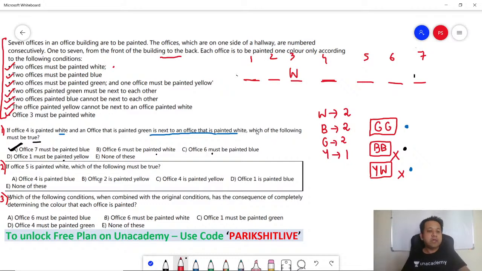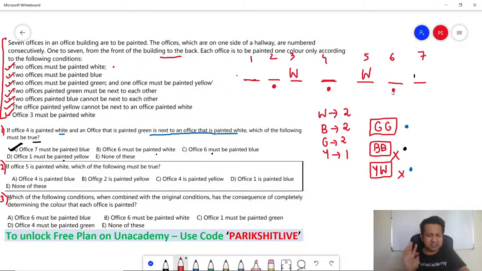Question number 2. If office 5 is painted white, which of the following must be true? Now think about it. First, next to white, yellow cannot be there. Can I say yellow cannot be at position 2? It cannot be next to white. Similarly, yellow cannot be at position 4, and similarly, yellow cannot be at position 6, because it cannot be next to white.